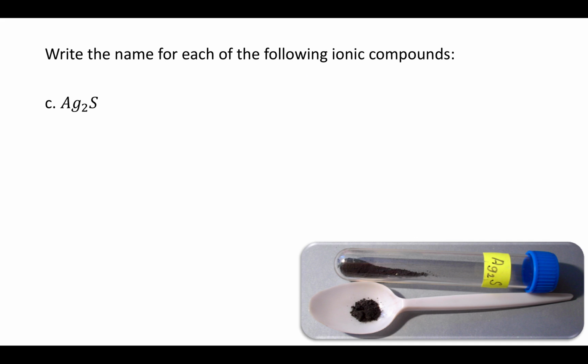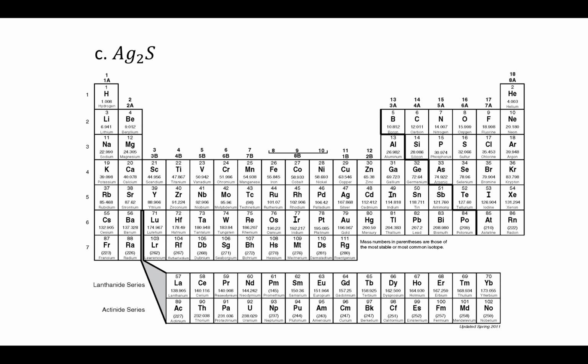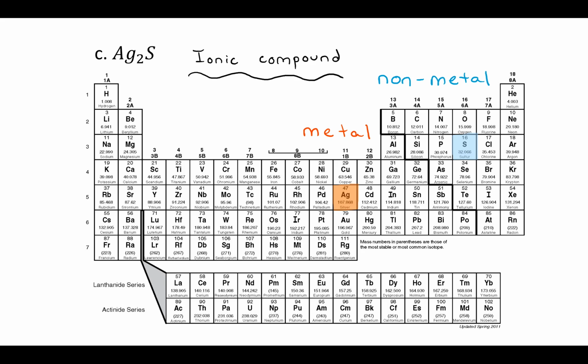How about Ag2S? What's the name for that? First, let's make sure we have an ionic compound. Ag is to the left of the staircase, so it's a metal. S is to the right of the staircase, so it's a nonmetal. If you mix a metal and a nonmetal, you have an ionic compound.